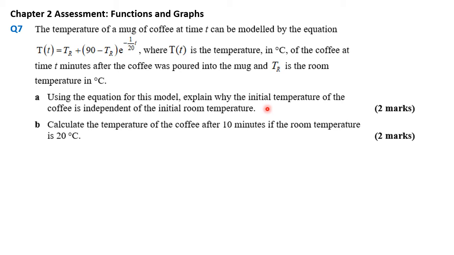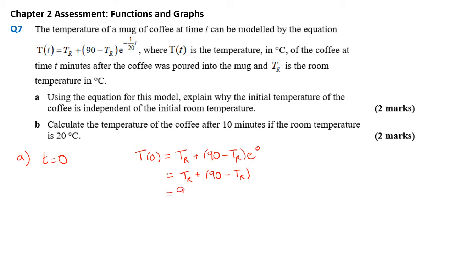So when we are looking at the initial temperature of the coffee, we are considering when T equals 0. So we really need to plug that in, T equals 0, into the equation and then have a look at what it gives us. Plugging T equals 0 in gives us this, and we have e to the 0 as part of our equation, which is equal to 1. So that gives us TR plus 90 minus TR, and that just gives us 90.